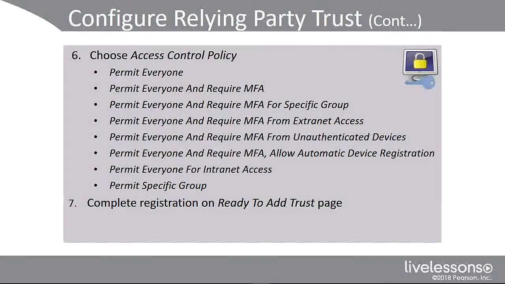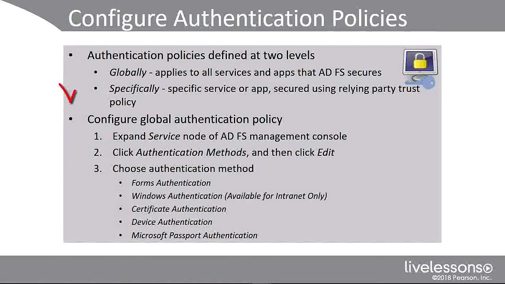Then we're going to complete the registration on the Ready to Add Trust page to complete the configuration of the relying party trust. Authentication policies. We can define these at 2 levels. Globally, which applies to all of the services and apps that ADFS secures. And specifically, now we're going to drill in and choose what service or app that we want to secure using these relying party trust policies.